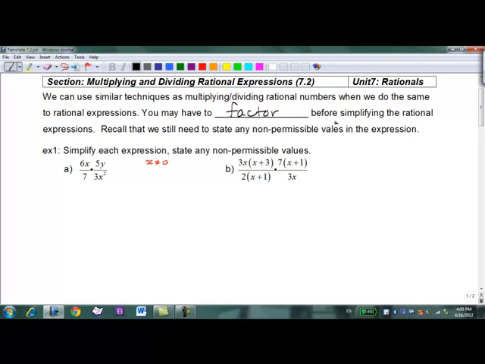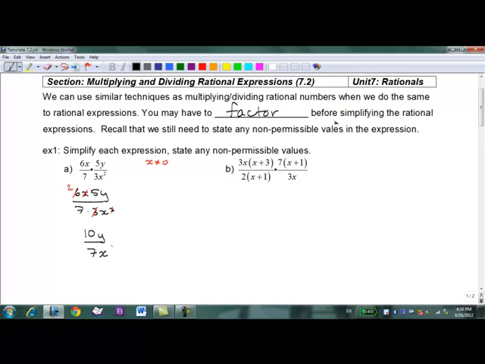Let's then take this 6x, 5y, those are all multiplied by 7 and 3x squared. We have some canceling that occurs. The 3 and the 6 reduce to give me 2. One of the x's from the bottom will cancel with the x up top, and what we're left with is basically 2 times 5, which is 10y over 7x. So fairly straightforward. We're just canceling like we normally cancel.